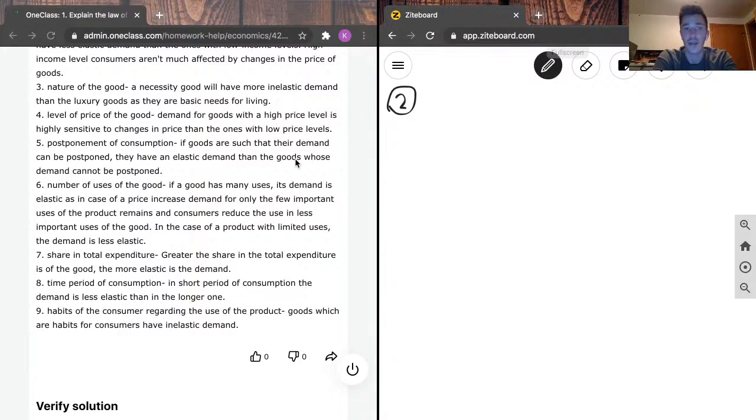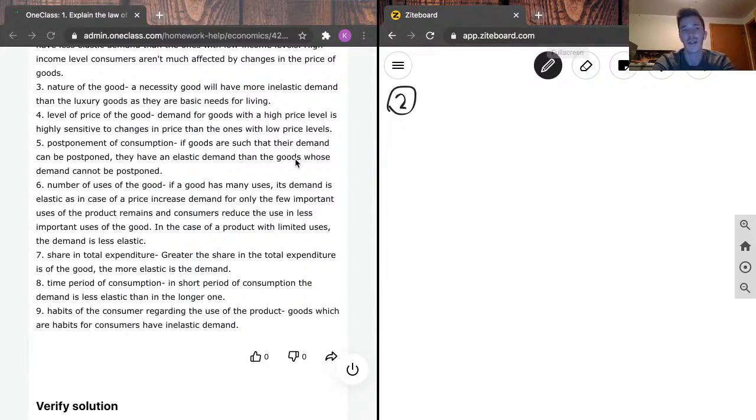If goods are such that their demand can be postponed, they have a more elastic demand than the goods whose demands cannot be postponed. So for example, if you wanted to go buy a new set of couches, even though your old set's working fine, they've just gone out of style, that's not something you need to do immediately. So you've got a little more leeway when looking at new couches, because you don't need them right away. So you can wait until they go on sale.